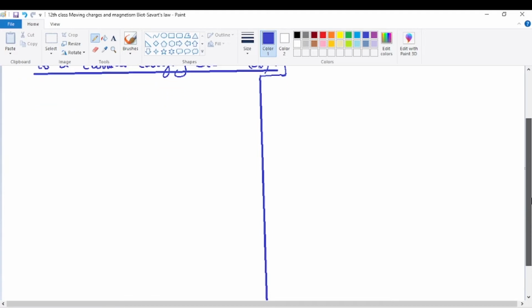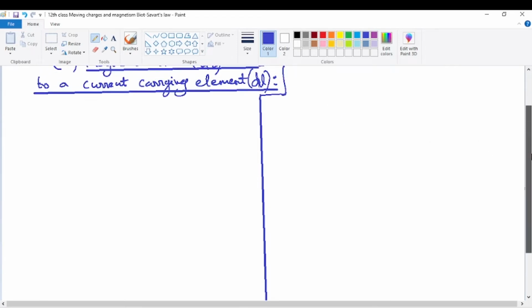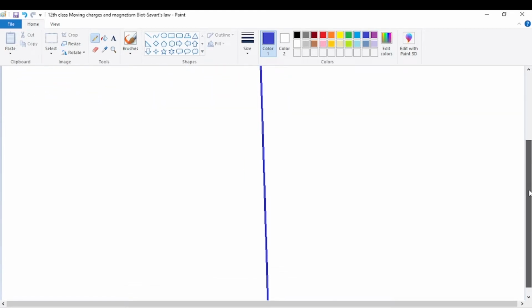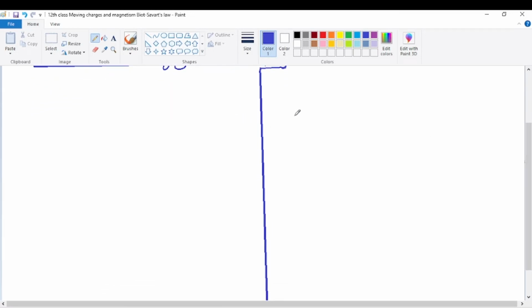Now consider a tiny current carrying element. Firstly, consider a regular shaped conductor, a wire. It need not be a straight wire. Previously, in Oersted's experiment, we saw a straight current carrying conductor. So Oersted's experiment is also very useful here. We have already seen the diagram of Oersted's experiment. Just try to recollect it. I'm drawing it roughly, and it's very useful here also.